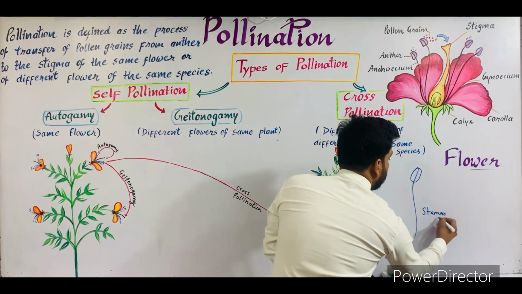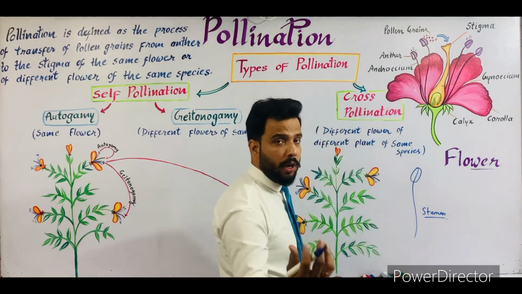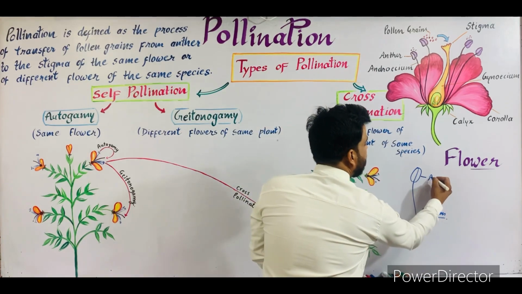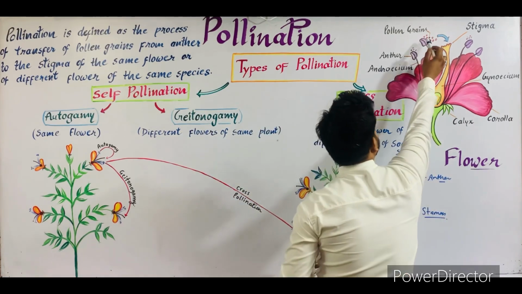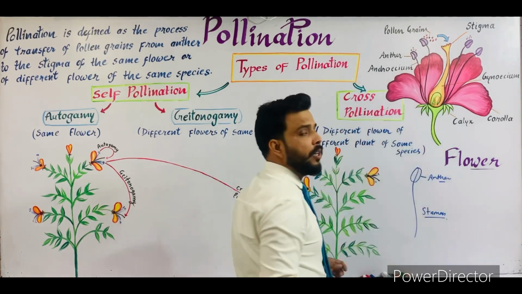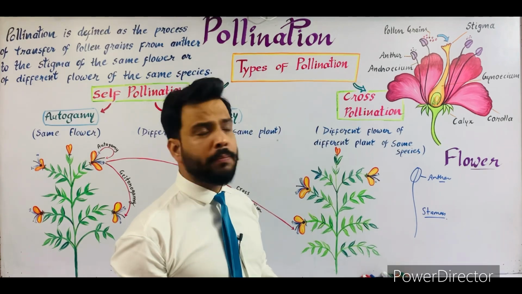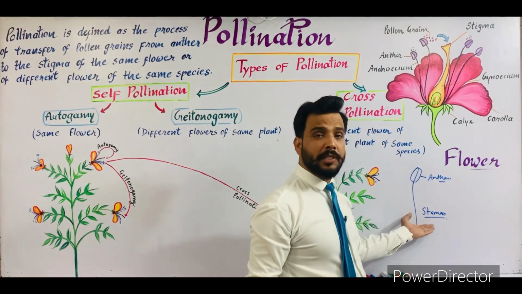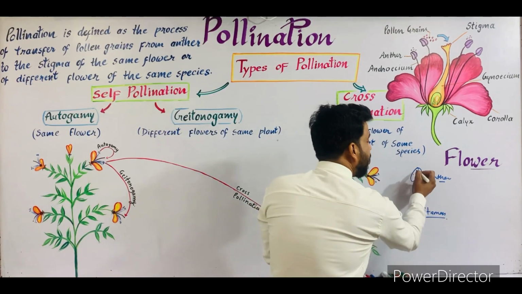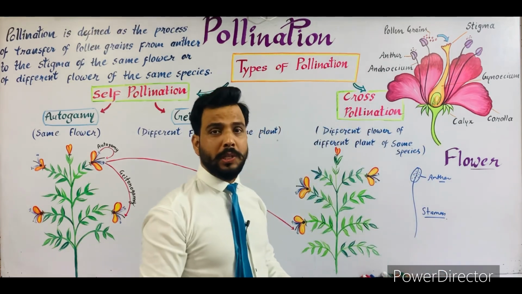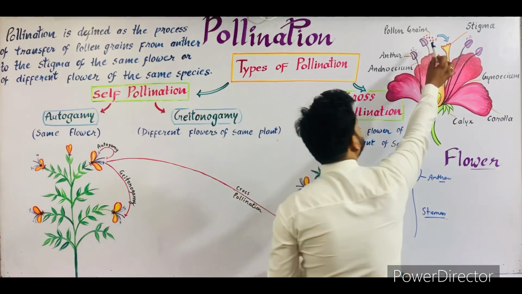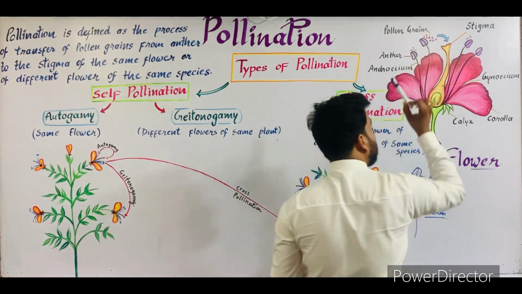and it is the single unit of the androecium. The upper part is known as anther. As you can see in this diagram, these are the anther and these are the filament. So the whole structure is known as androecium, while a single unit is known as stamen. Inside the anther, pollen grains are produced by the process of microsporogenesis. So these are the pollen grains which are produced inside the anther.